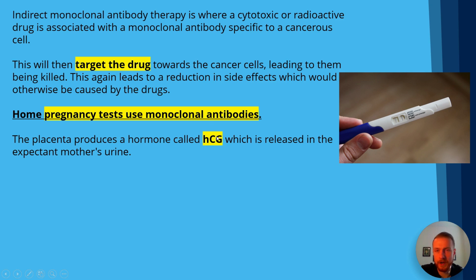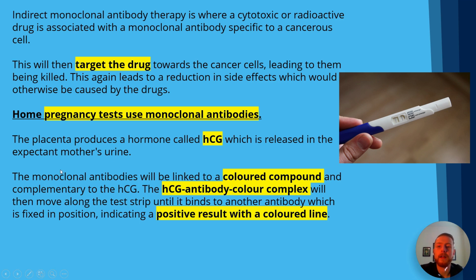Don't worry, you don't have to know that. Now, this is released in the expectant mother's urine. Now, the monoclonal antibodies will be linked to a coloured compound and complementary to HCG. The HCG antibody colour complex will then move along the test strip until it binds to another antibody which is in a fixed position, and this will indicate a positive result with a coloured line.